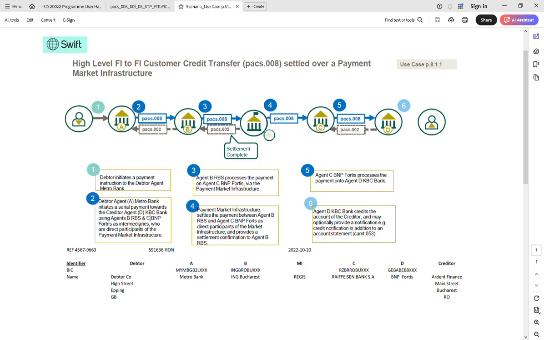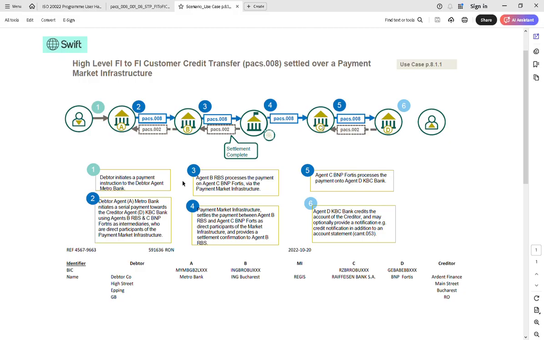Agent D uses agent B and C, BNP Fortis, as intermediaries between them. So your B and C are your correspondents. In simple language, we don't have a direct relation to each other. That's why B and C are your correspondents, which they call intermediary banks. Now the wording has changed here. So now, instead of correspondents, we have to use them as intermediary bank 1, intermediary bank 2, 3, 4, like this. We have a number of intermediary agents involved in a payment.